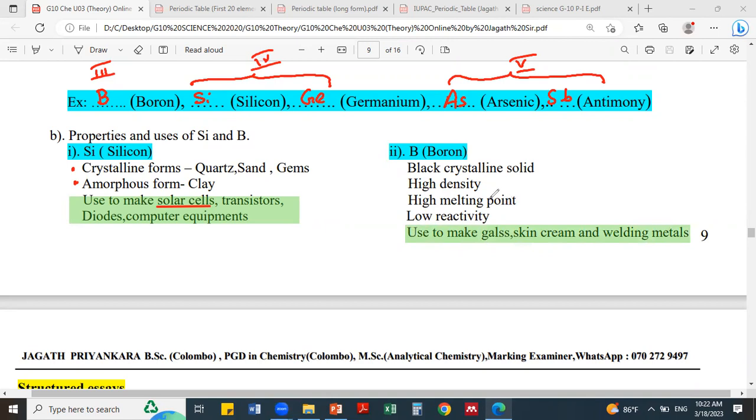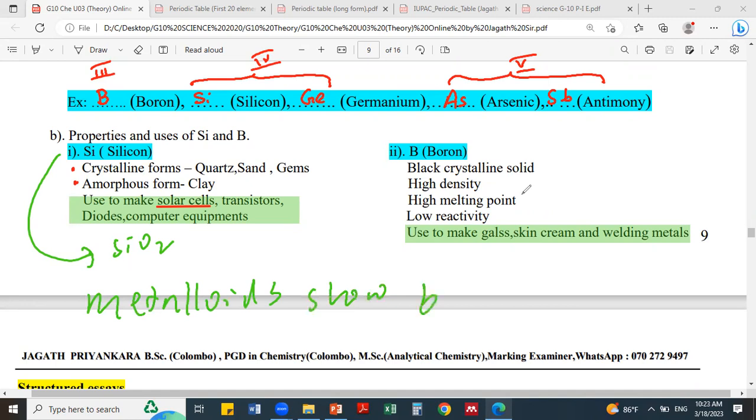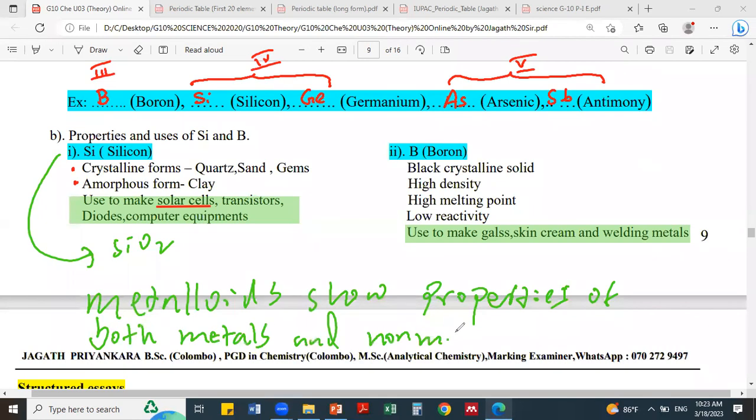These are some of the properties here. These properties are common to silicon also. High melting point, high density. If you want to write, silicon occurs in nature as SiO2. So basically, metalloids show the properties of both metals and non-metals. Metalloids show the properties of both metals and non-metals.